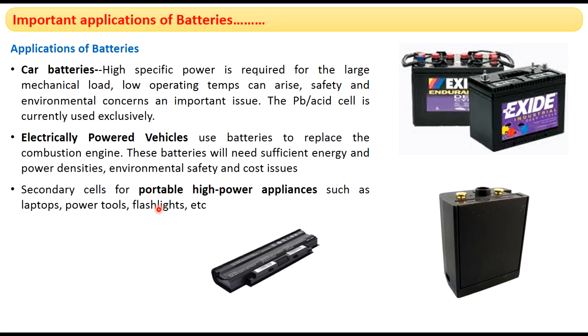Next one, secondary cells, rechargeable batteries. They are used for portable high power applications, portable high power appliances such as laptops, power tools, flashlights. We use torch lights, all these ones. Rechargeable batteries are used there. And for laptops, you can see in the picture, this is the battery which is used for a laptop. And this is a battery used for an electrically powered vehicle. These are some applications of batteries.